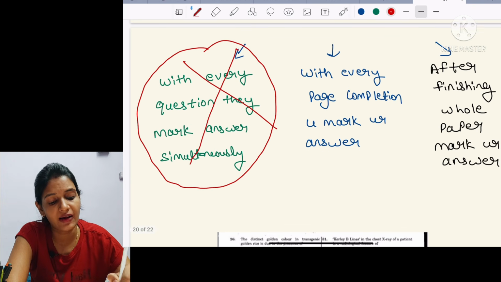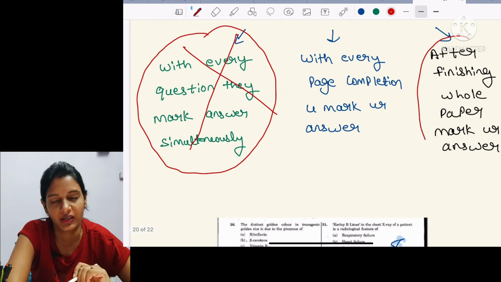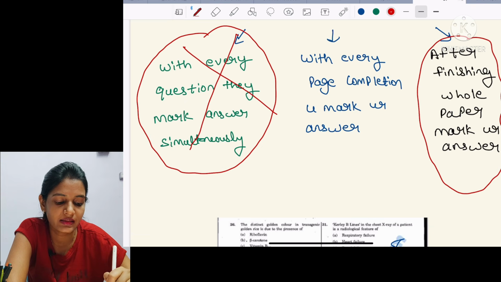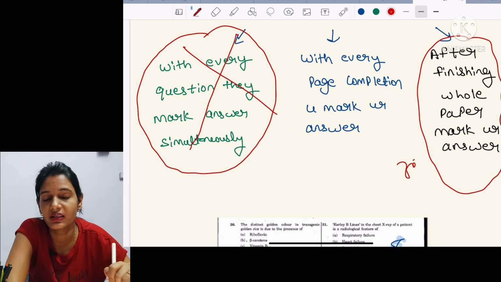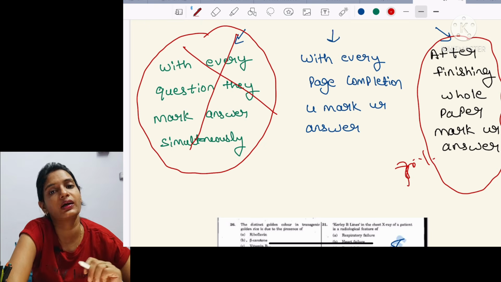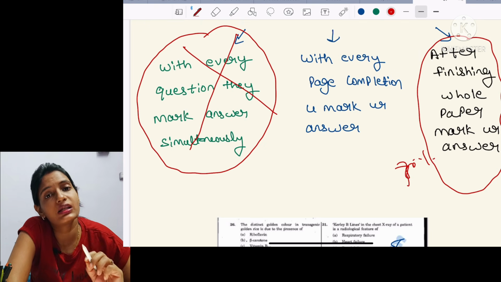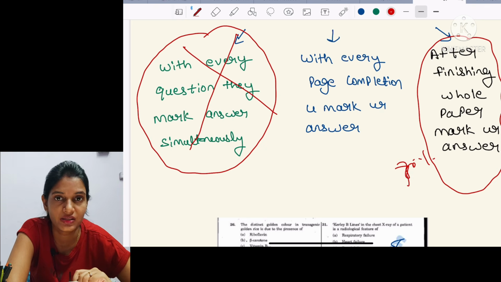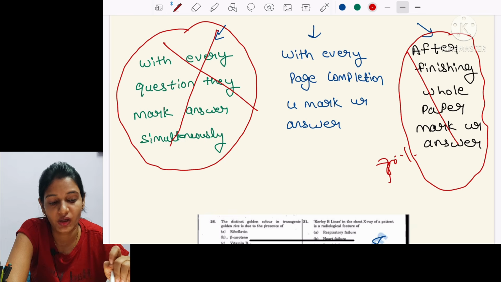Next is marking your answers after finishing the whole paper. What happens is many people, 30% of people, think that they will read and solve the whole question paper, and then in the end they would mark their answers. This would create anxiety and nothing else. And what if you are left with only 10 minutes and you have to mark all your 120 questions? So I would suggest you not to go by this method either.